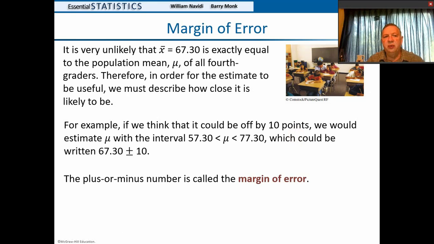Well, we would estimate mu then with the interval 57.30 less than mu, less than 77.30, which could be written the very same way as 67.30, that's the sample mean, plus or minus what we think it would be off by. That plus or minus number is frequently referred to as the margin of error.